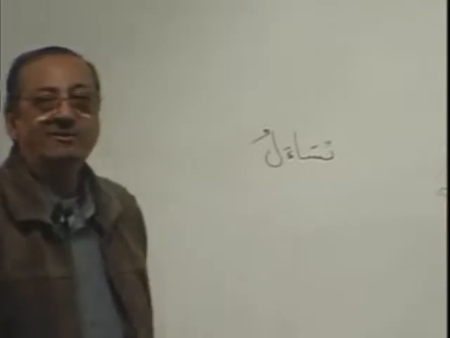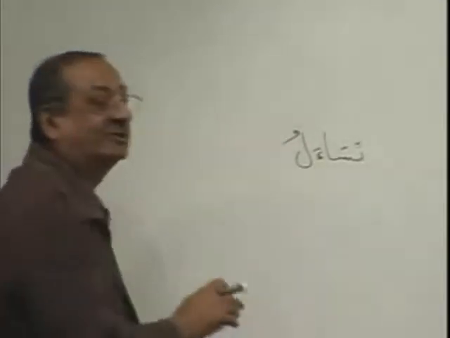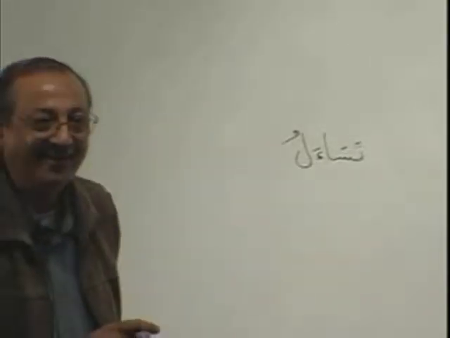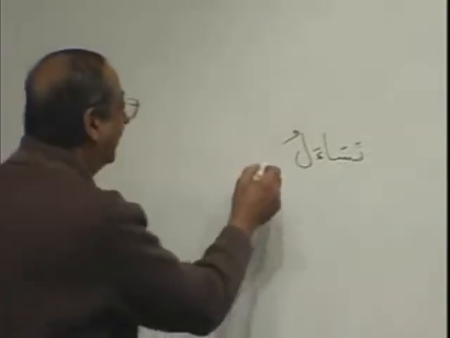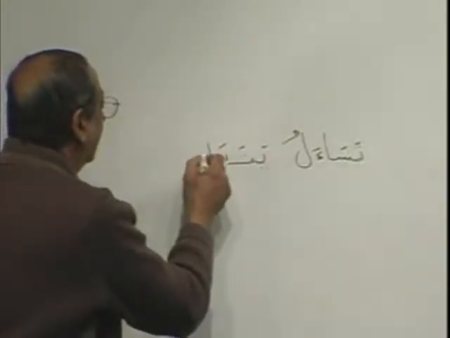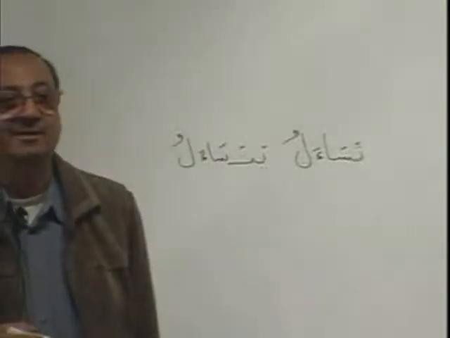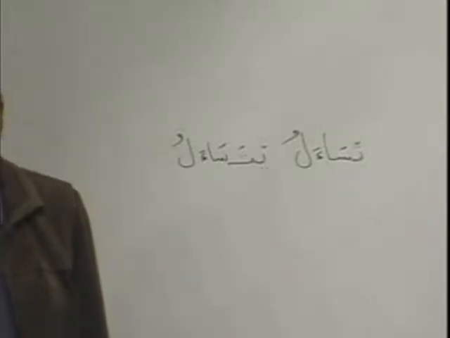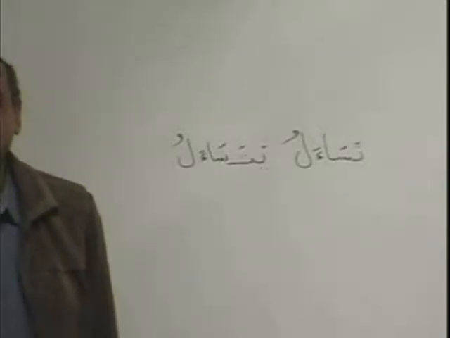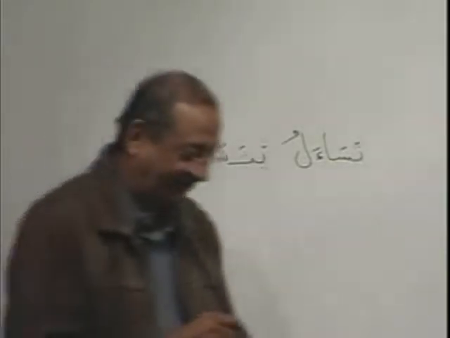Okay, brother, I write down here. What is the verb? Tasahalu. This is just to tease you. What will be the mudariya? Yatasa'alu. Five in your pocket, brother. Yatasa'alu, tatasa'alu, atasa'alu, natasa'alu. And you know, you can even conjugate the whole thing. Let us conjugate.